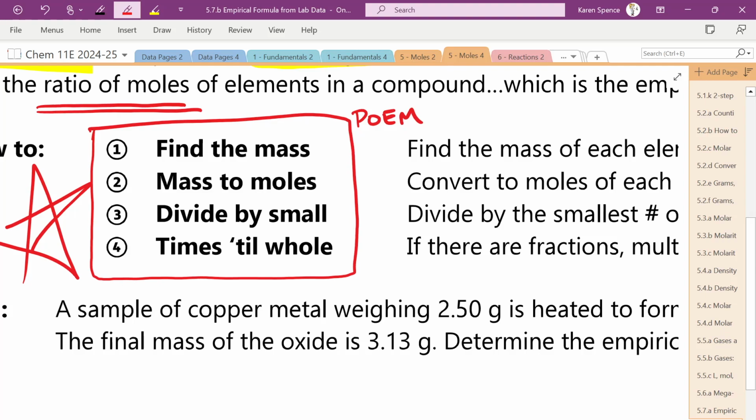Okay, and now you're going to repeat after me. Find the mass, mass to moles, divide by small, times till whole. And now we're going to do it together. Again. One more time.